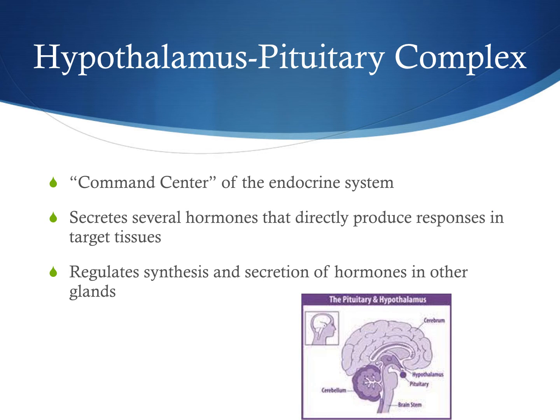So the hypothalamus-pituitary complex is often known as the command center of the endocrine system. It's because it secretes several hormones that directly produce responses in those target tissues. They also regulate the synthesis and secretion of hormones in other glands. So not only do the hypothalamus and pituitary gland have a direct impact on their target tissues, but they also have an impact on other glands and their production of hormones.